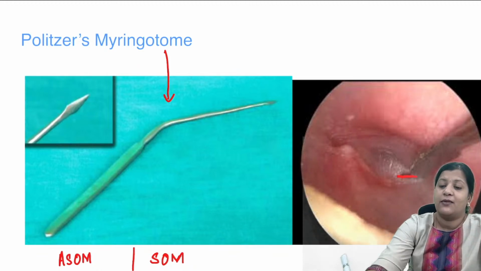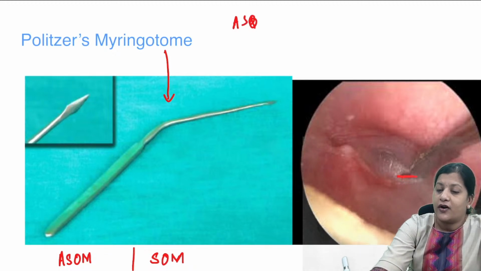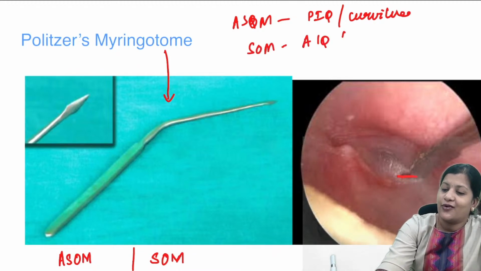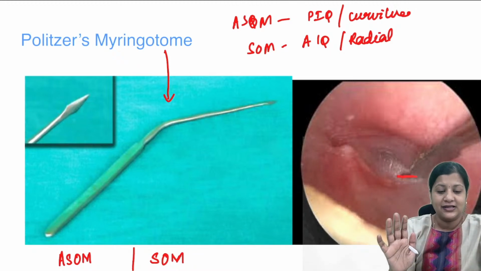In ASOM, you will do myringotomy in which quadrant? You will do it in the posterior inferior quadrant, and you will do a curvilinear incision. In SOM, you will do it in the antero inferior quadrant. You will take the radial incision. So I'm hoping that all of you got this. Let's go to the next one.